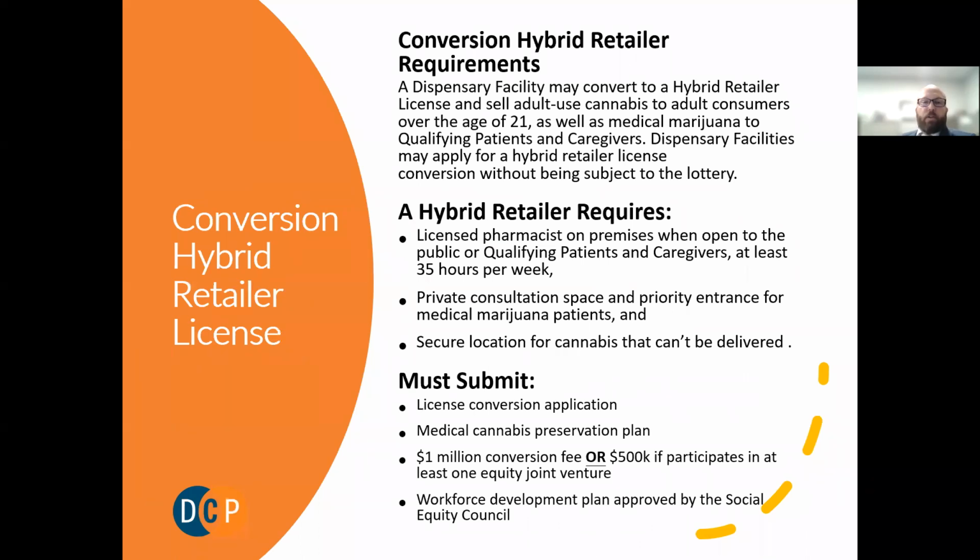Conversion for a hybrid retailer has its own distinct requirements. The dispensary facility may convert to a hybrid retailer license and sell adult use cannabis to consumers over the age of 21, as well as medical marijuana to qualifying patients and caregivers. Dispensary facilities may apply for a hybrid retailer license conversion without being subject to the lottery. Hybrid retailers require licensed pharmacists on premises when open to the public or qualifying patients and caregivers, and at least 35 hours per week.